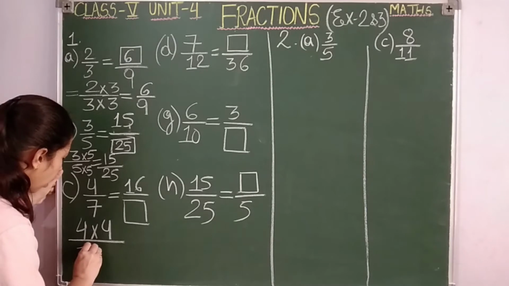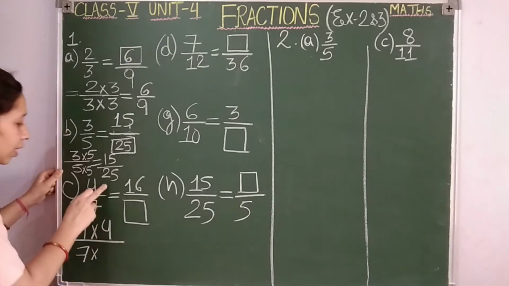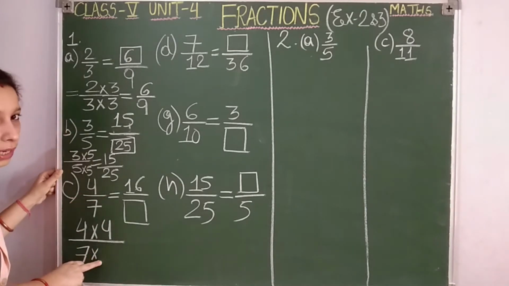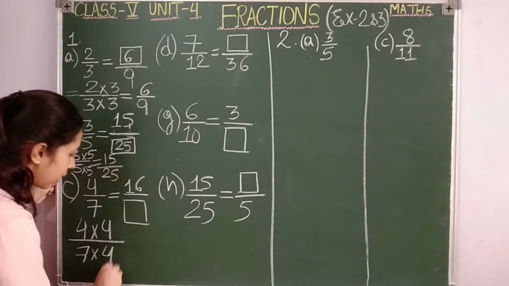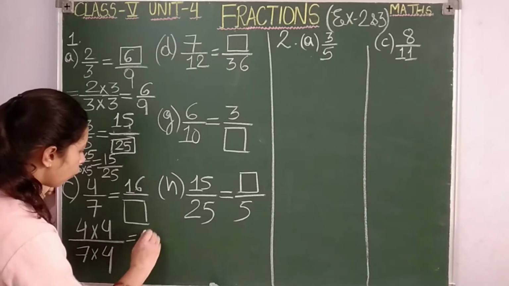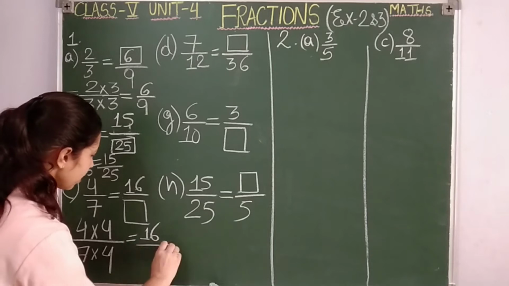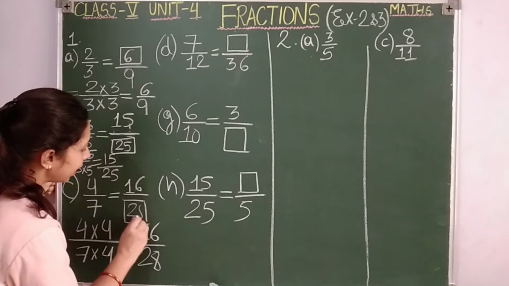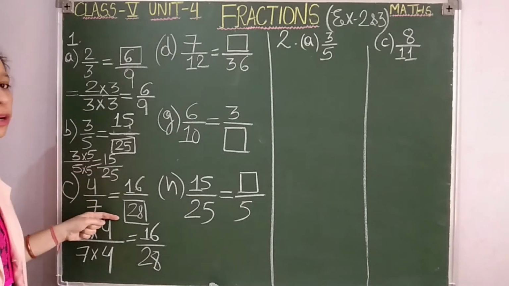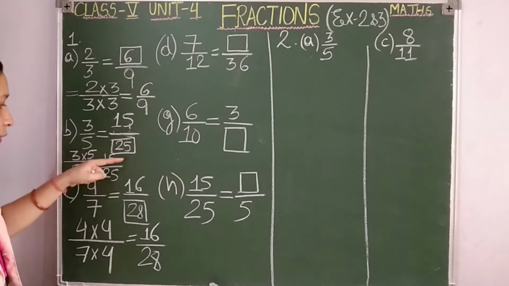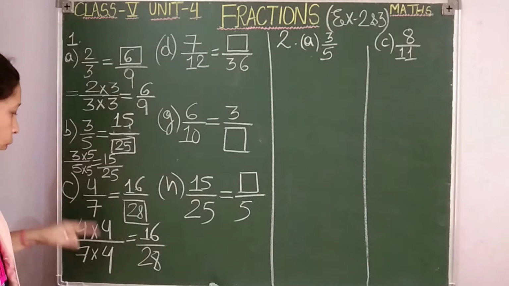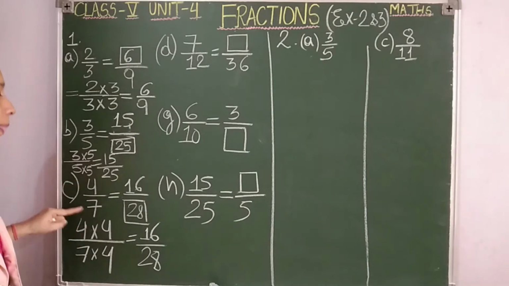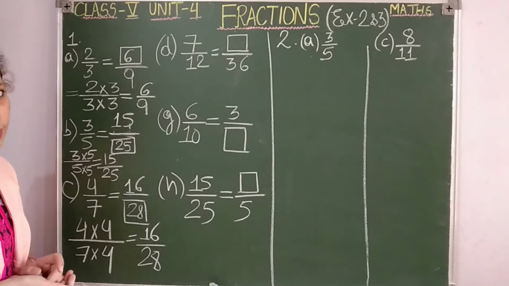And this is the rule: if you are multiplying the numerator with a multiple, the same multiple you have to multiply with the denominator also. So here also I will write 4. Now see, 4 4s are 16, 7 4s are 28. So here my answer will be 28. And when you divide 16 and 28 both by 4, you are going to get the same fraction, 4 by 7. That's why they are called equivalent fractions.